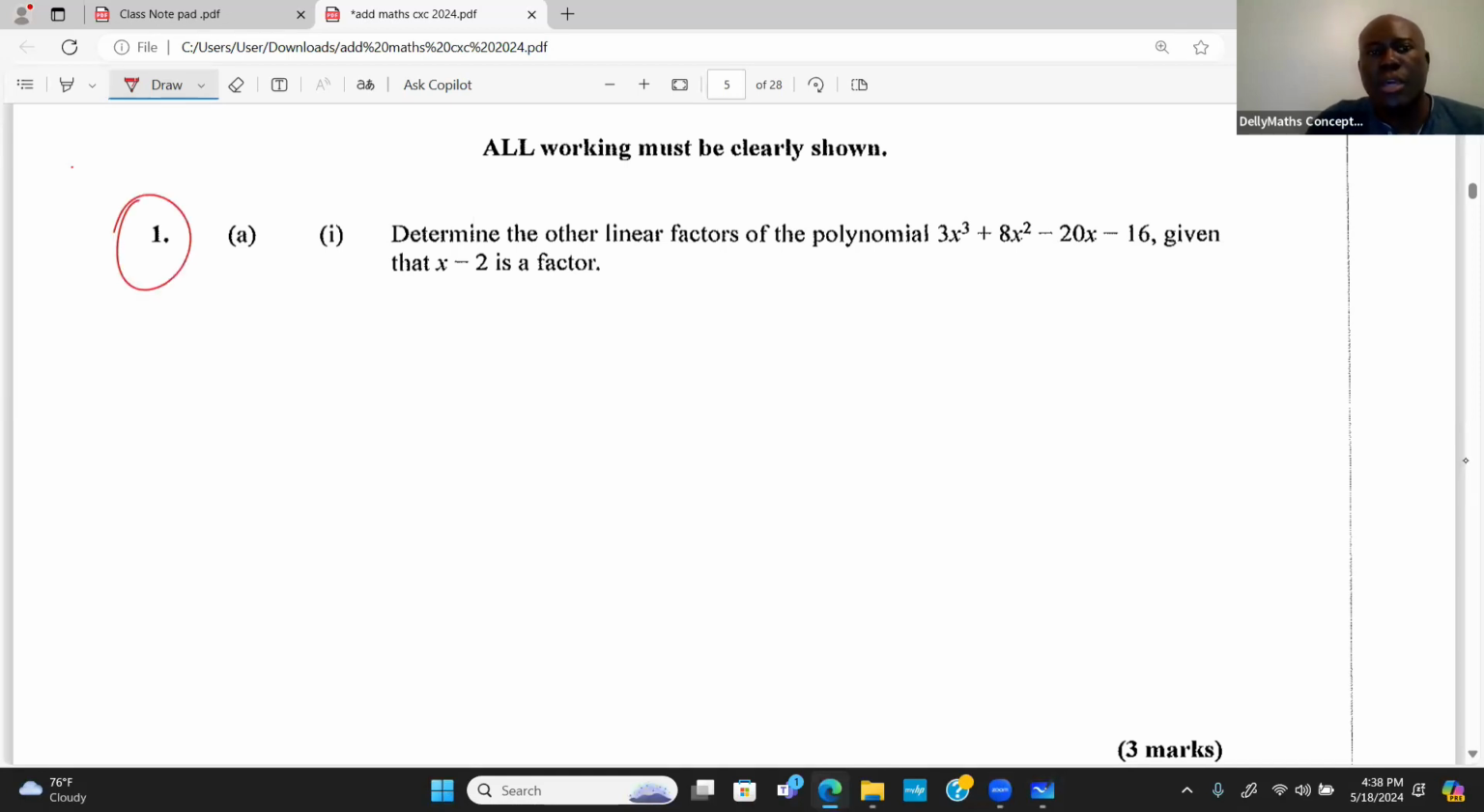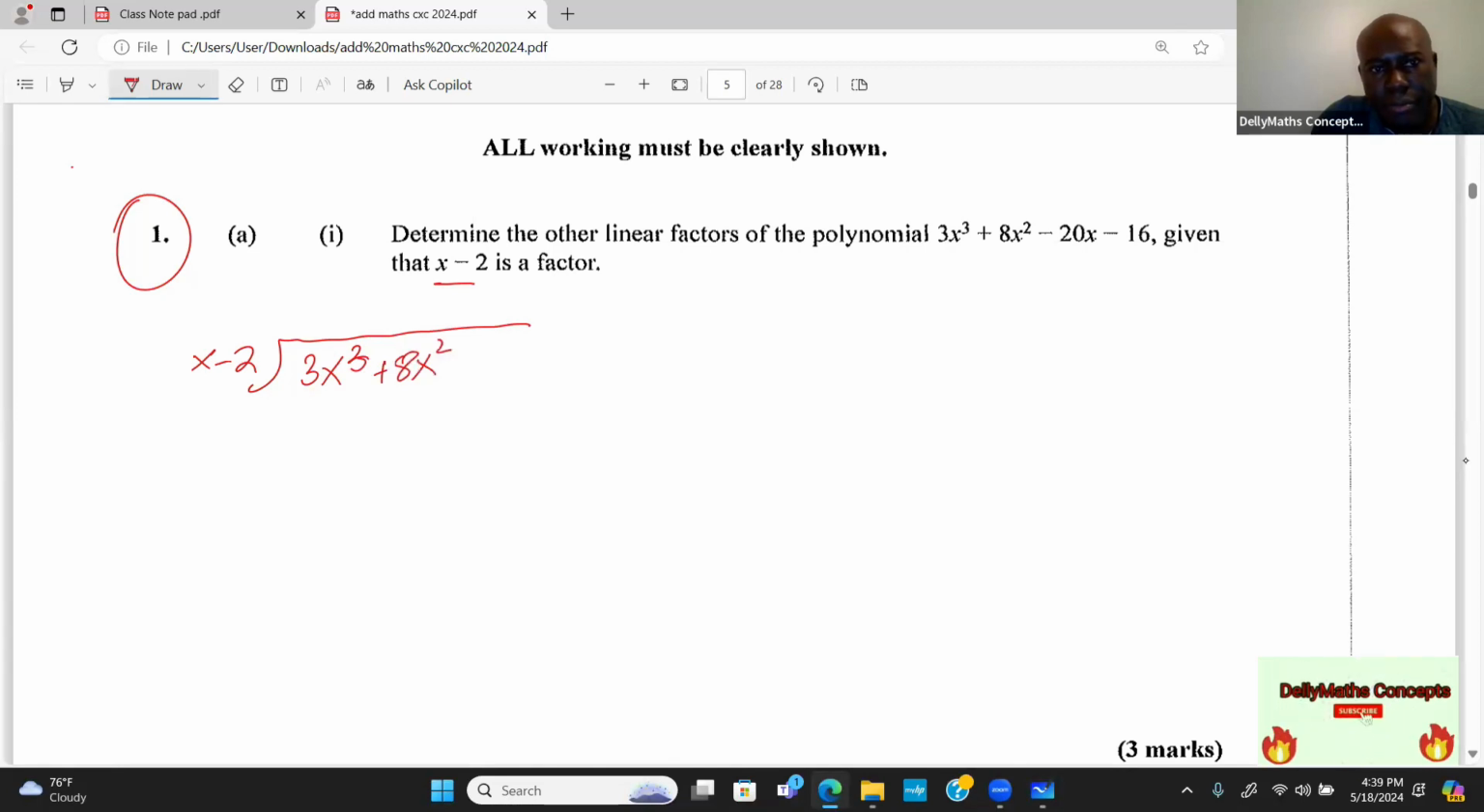Question one says, determine the other linear factors of the polynomial 3x cubed plus 8x squared minus 20x minus 16, given that x minus 2 is a factor. If x minus 2 is a factor, what it means is that if I do a long division, I'm going to divide 3x cubed plus 8x squared minus 20x minus 16 by x minus 2.